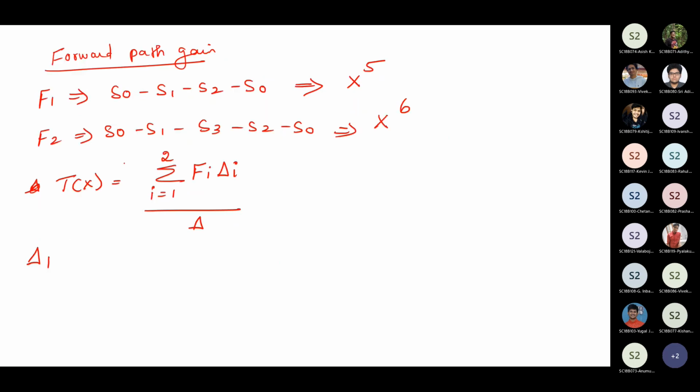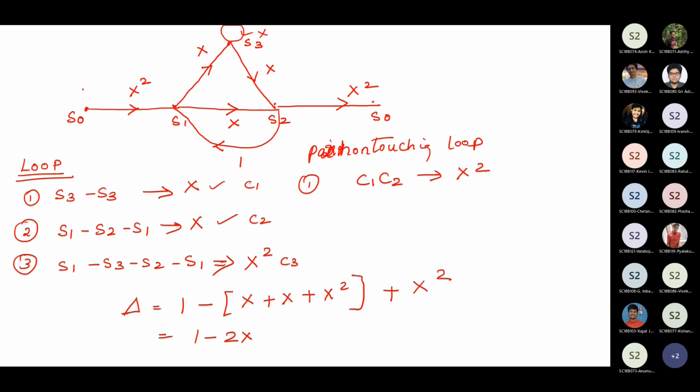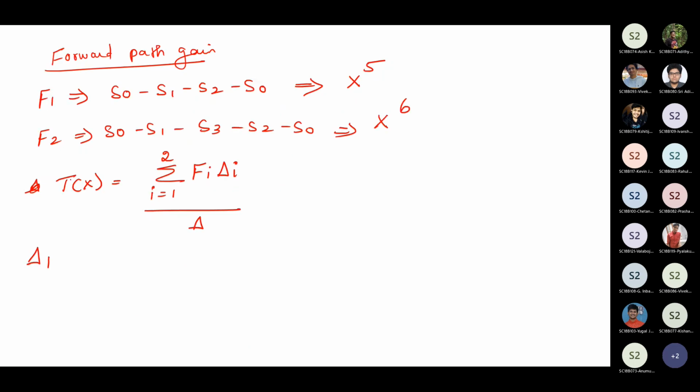Correct? The first forward path is not touching your C1. C1 is S3, S3. So delta 1 is nothing but we have to write 1 minus the forward path, that is X. Okay, what is delta 2? Delta 2: S0, S1, S3, S2, S0. All the states are coming here, so it means it will be touching all the loops. Any loop you take, it will be touching it. So the corresponding delta 2 value is 1.